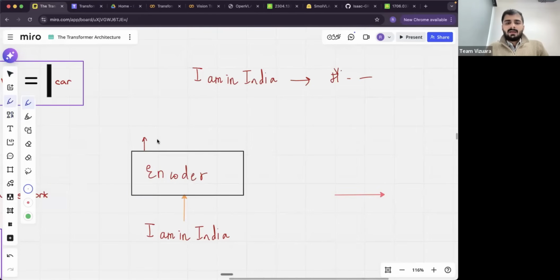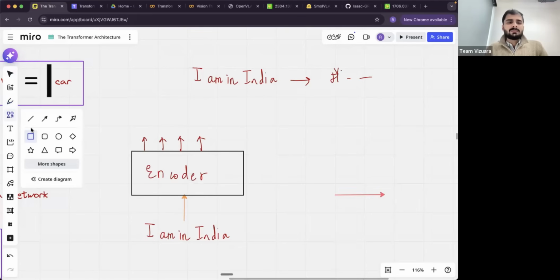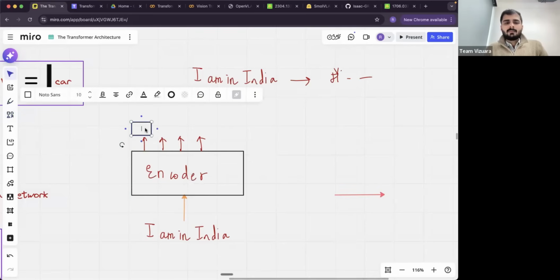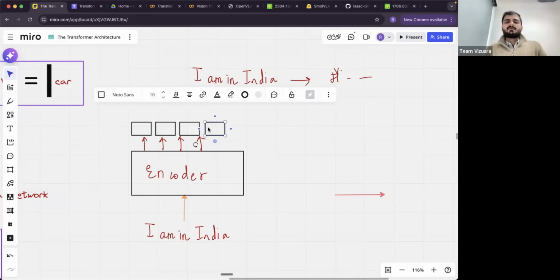The encoder will create context vectors for all these tokens. How many tokens are there here? Let's say there are 4 tokens. Okay, there are 4 context vectors which are created.